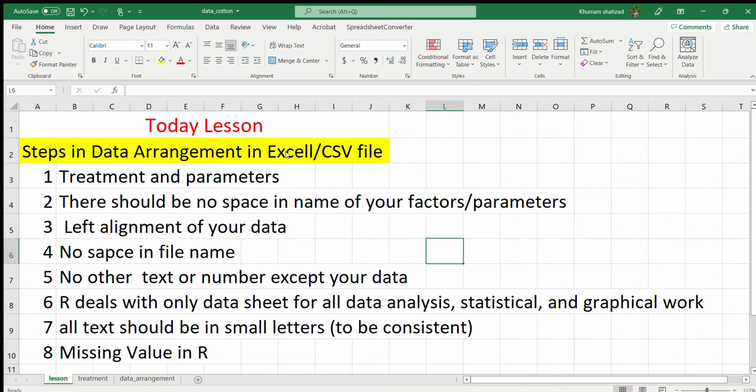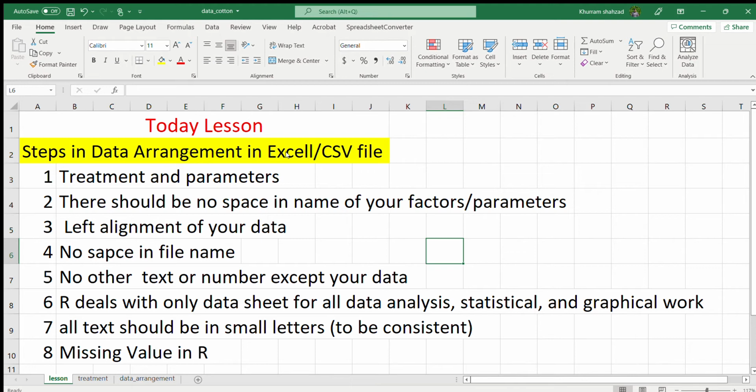So the main steps in data arrangement in Excel and CSV for R: we will see that treatments and parameters, how we can write treatments at the start and then the parameters of our data. Then there should be no space in your factors and parameters, all your data should be left aligned, and no space in file names, and no other text or number except your data.